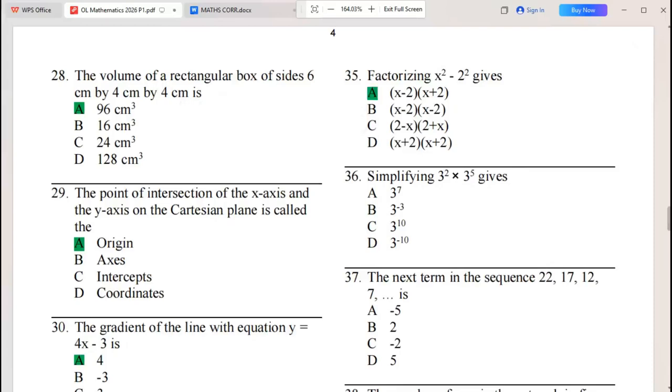Comparing our answers, we have x minus 2 into x plus 2, which is A for question 35. Question 36. Simplifying 3 raised to the power 2 times 3 raised to the power 5 gives. When you are multiplying indices with the same base, we simply add the powers. So this is going to give us 3 raised to the power 2 plus 5. 2 plus 5 is equal to 7, so our answer is 3 raised to the power 7, which is option A for question 36.